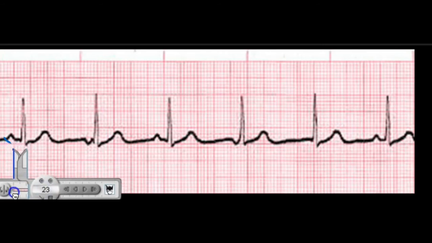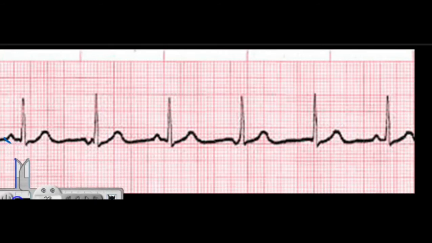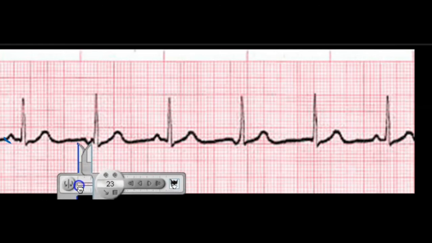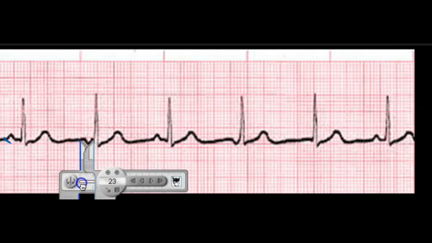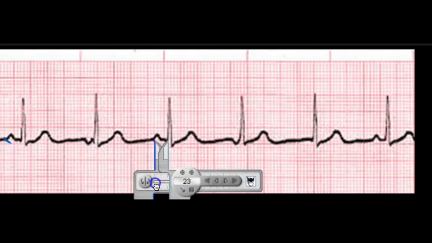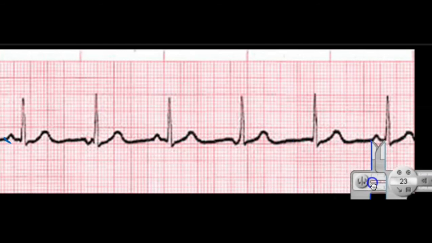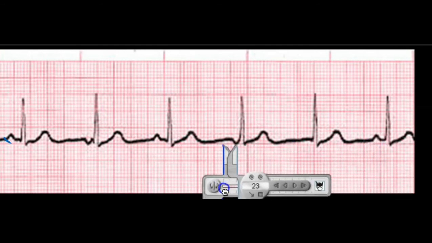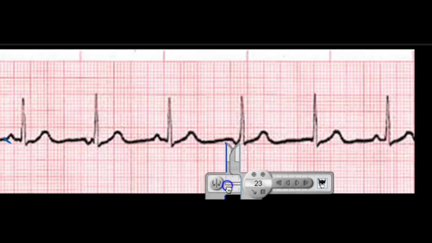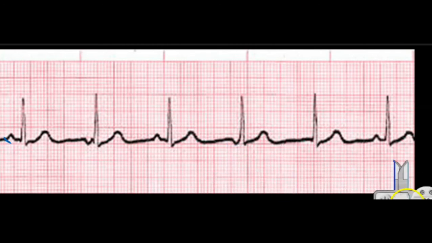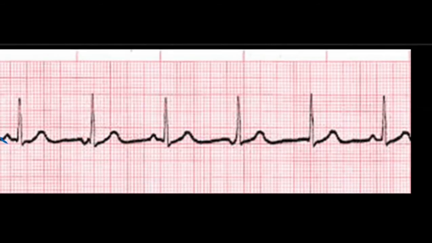But in this case, if we take a look here, we're at 0.4. This one here looks about the same, maybe a little shorter. That one's okay. And that one's okay. So I'm going to say where I can tell that there's a P wave, it does appear that the PR interval is consistent, but our P waves are not regular. It doesn't appear that they're following almost all the normal complexes, but let's take a look at that again.